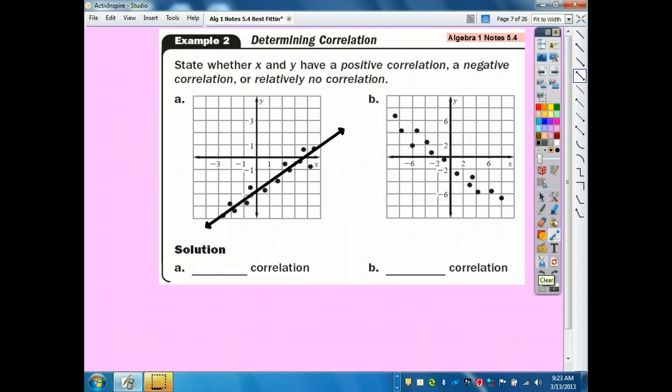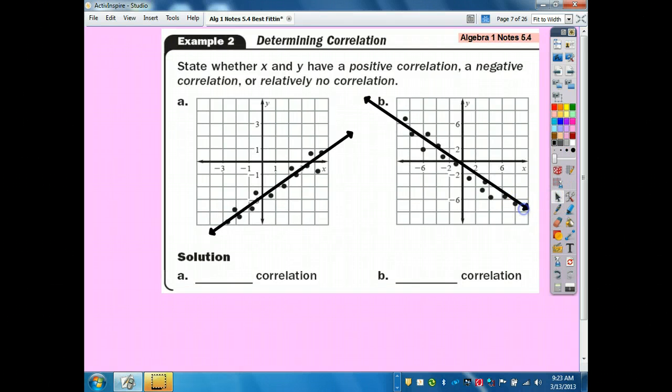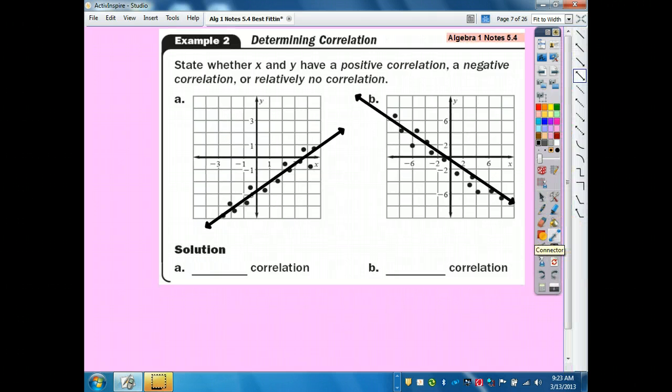And this one, if I go about right in here, negative? What am I going to have to do? Probably move that down a little bit, aren't I? It's not moving. Anyway, what kind of correlation? Negative.